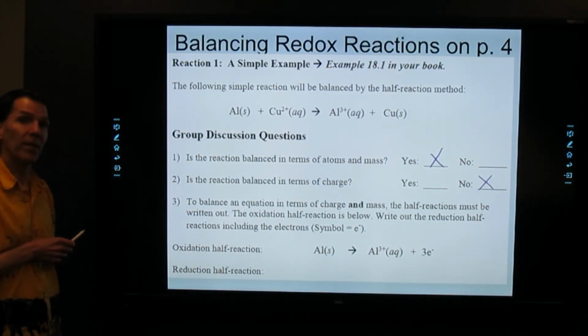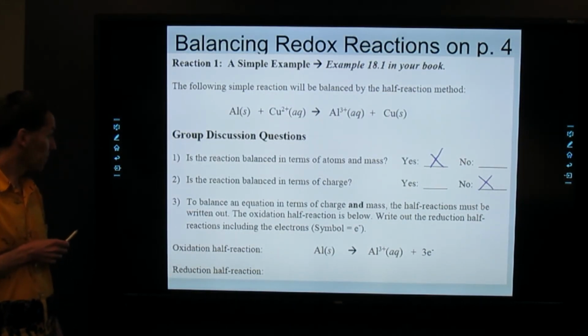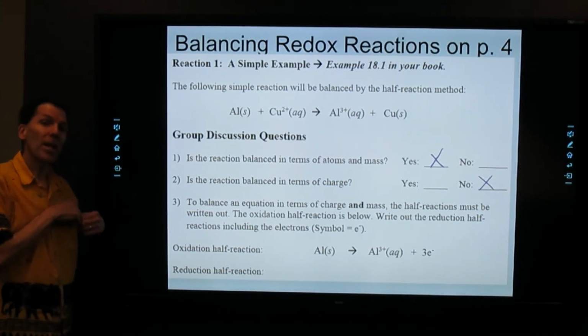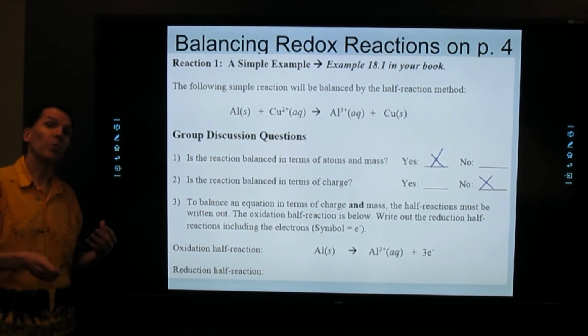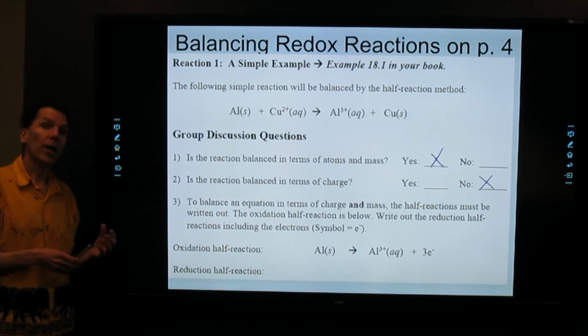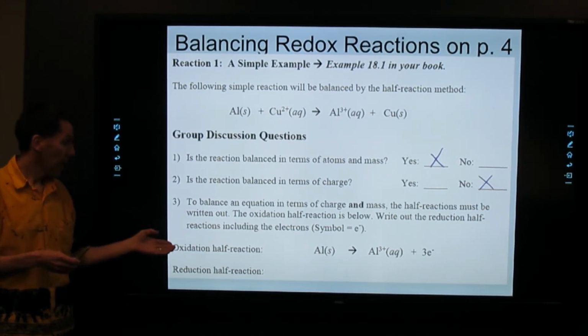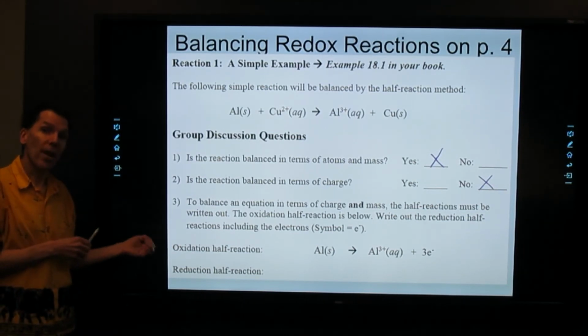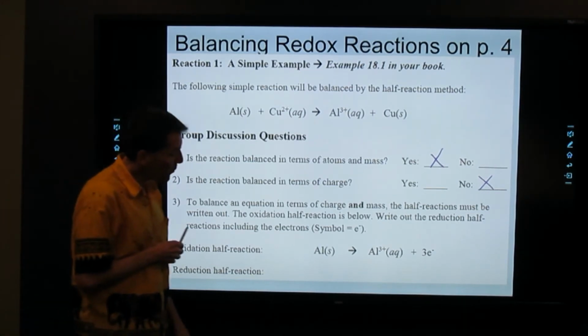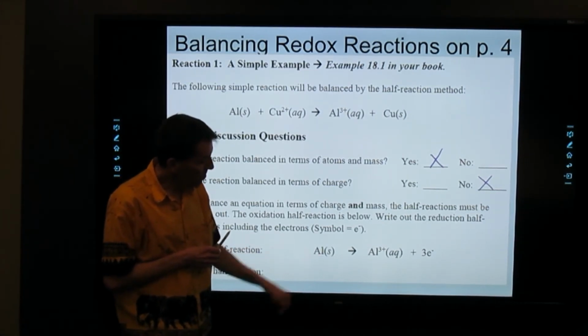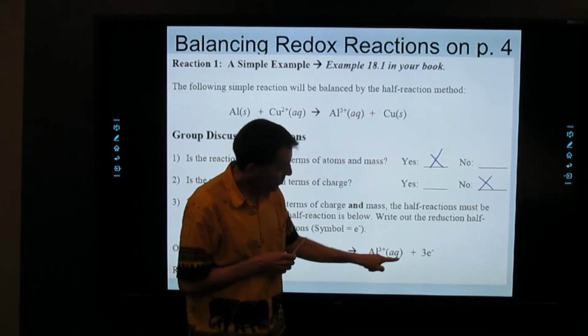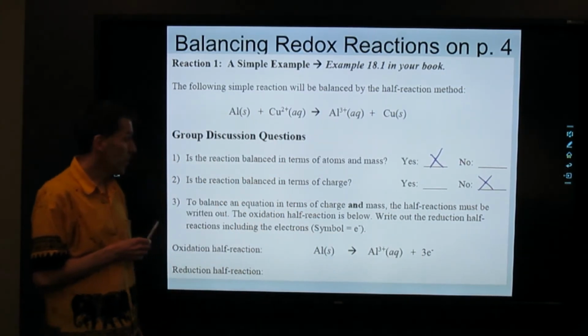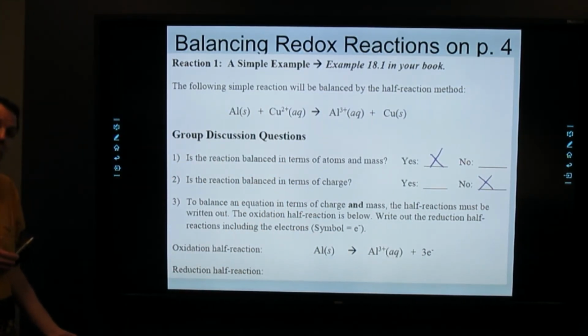And ultimately, we have to get the electrons to cancel. And so we would split this up into half reactions, which this is what happens in a battery. One side of your battery, the anode, actually has the oxidation half reaction. And so here's the oxidation half reaction. It's aluminum, goes to aluminum 3+, and it loses 3 electrons because it's oxidized.